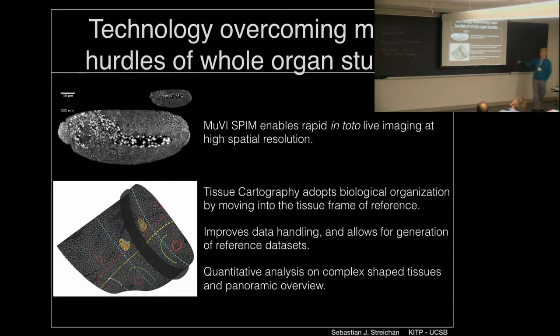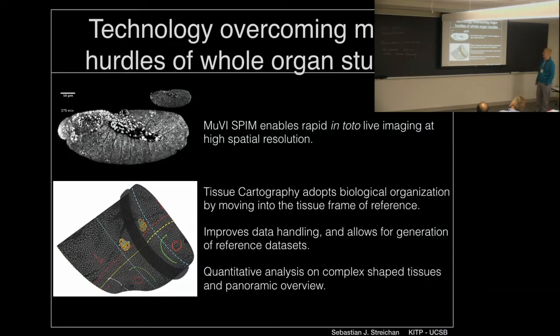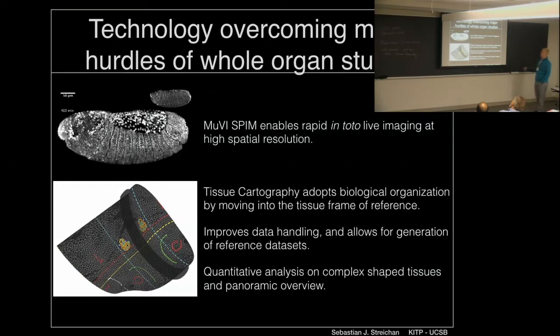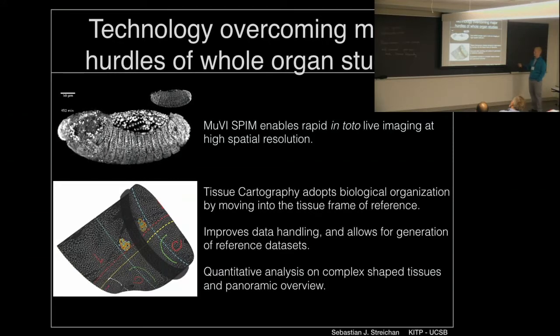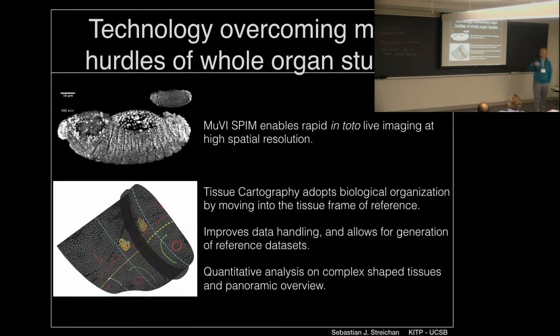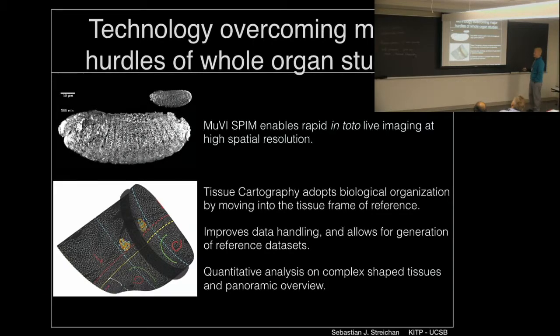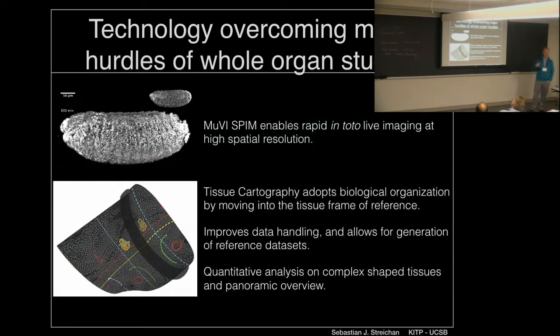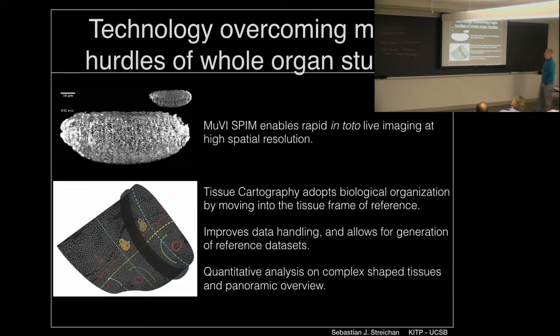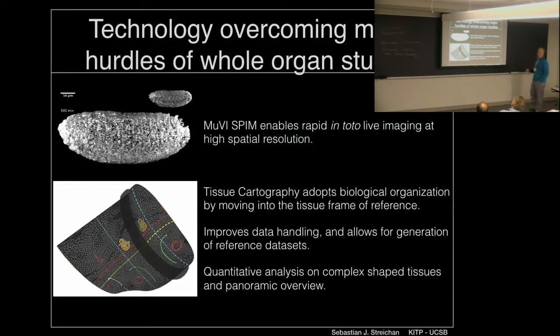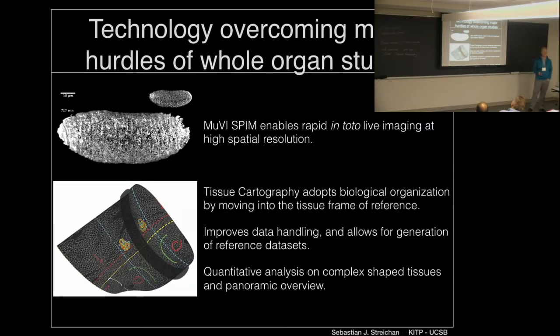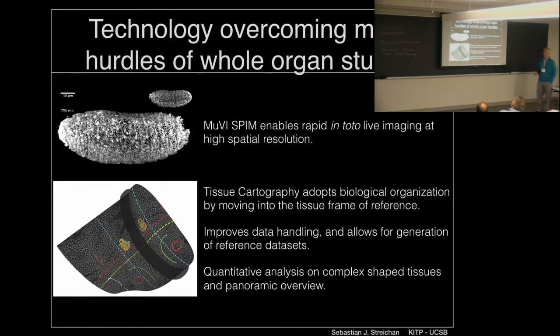Okay, so to summarize this, what we basically now have is a couple of tools at our disposal that allow us to see whole embryos in very high spatial and temporal detail. In order to handle this data deluge, we use this tissue cartography that dives into the rest frame of the tissue, which makes data handling much easier. These data are now 1,000-fold compressed, and the quantitative analysis on these complex shapes becomes much more feasible in 3 dimensions.